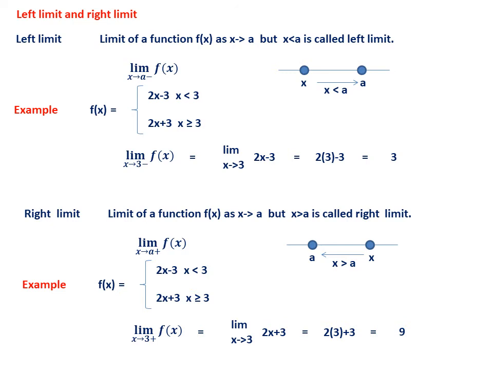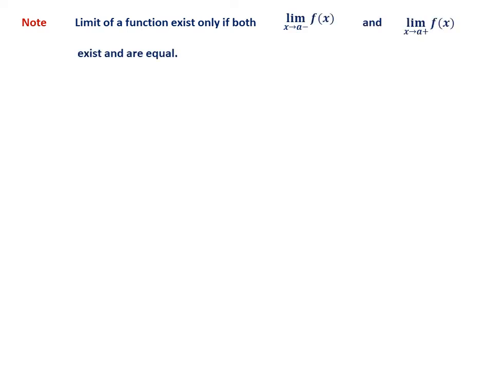And there is a speciality about this left limit and right limit. Let me discuss those things also. So note here, limit of a function exists only if both left limit and right limit exist. That is one thing. Second, they must be equal. The common limit is denoted by limit of f of x as x tends to a. We don't use plus or minus here. And this should be equal to the left limit as well as the right limit. This is very important. That means in the previous example, limit of f of x as x tends to 3 does not exist because left limit was 3, right limit was 9.